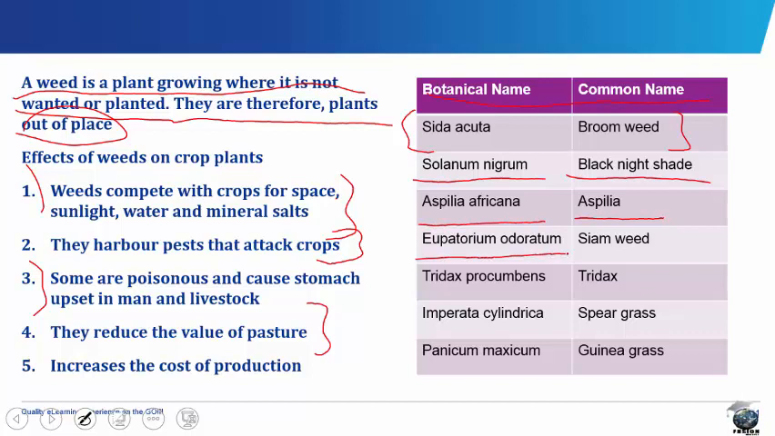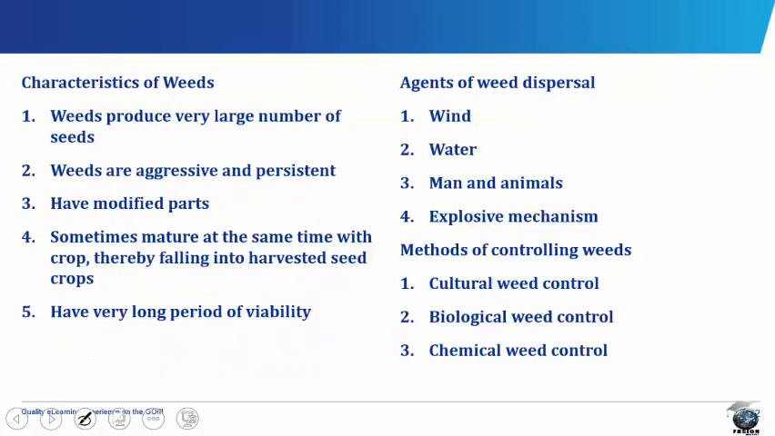Eupatorium odoratum has its common name as the Siam weed. The Tridax procumbens has its common name as the Tridax. Imperata cylindrica has its common name as the speargrass. The Panicum maximum has the guinea grass as its common name.